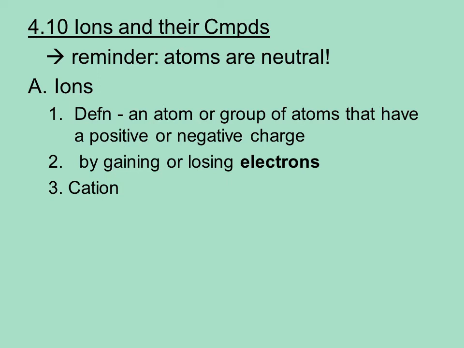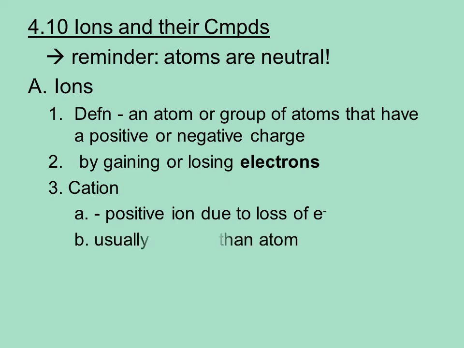But cations are positively charged ions. So it's a positive ion due to the loss of electrons. Since all atoms have the same number of electrons and protons to start with, if they lose an electron, they'll have more protons in the nucleus than electrons on the outside. Therefore, they'll have a positive charge if they lose electrons. Since they're losing electrons, cations tend to be smaller than the neutral atom they came from.